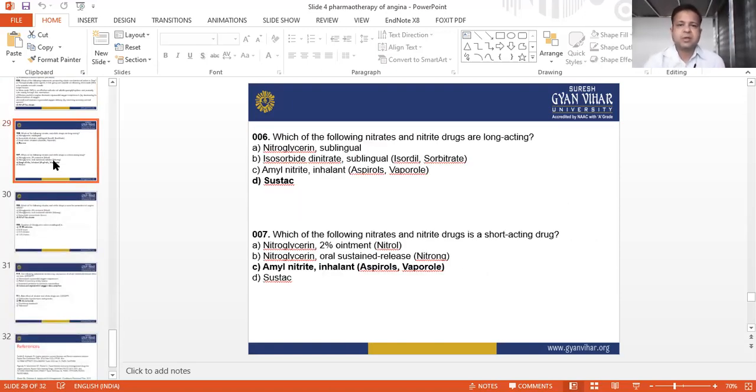Which of the following nitrates and nitrite drugs are long acting? A, nitroglycerin sublingual. B, isosorbide dinitrate sublingual, Isordil or Sorbitrate. C, amyl nitrite inhalants, that is Aspirols and Vaporole. And D, Sustac. So Sustac is correct.